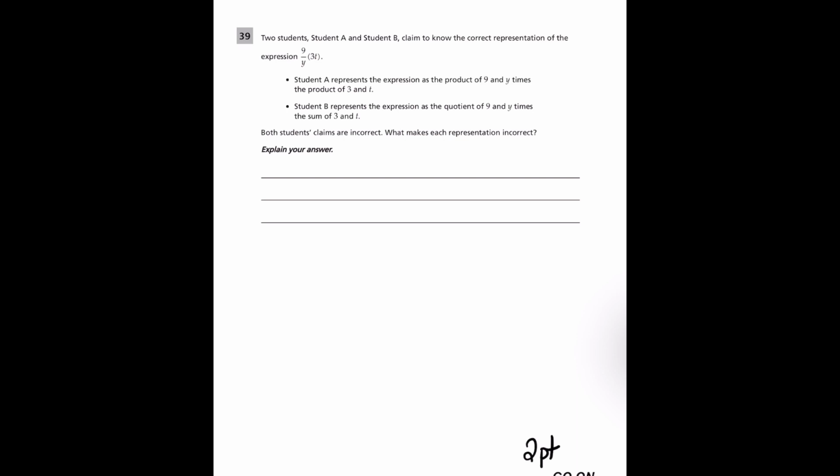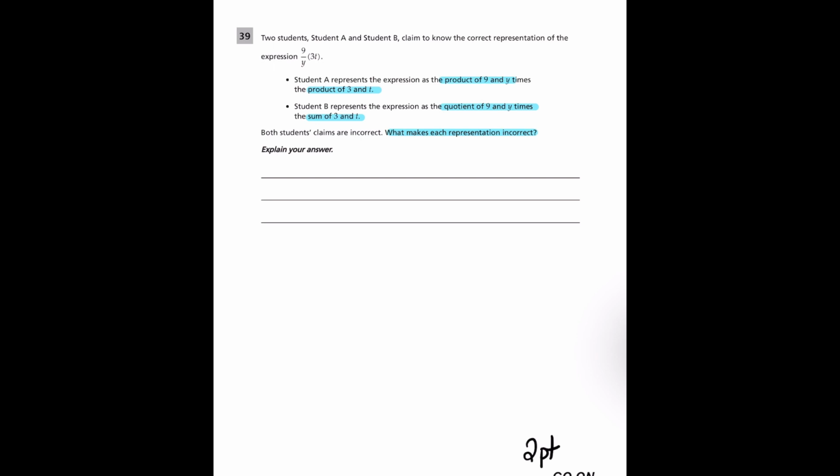2 students, student A and B, claim to know the correct representation of the expression 9 over y, parentheses 3t. Student A represents the expression as the product of 9 and y times the product of t and c. Student B represents the expression as the quotient of 9 and y times the sum of 3 and t. Both students' claims are incorrect. What makes each representation incorrect? So that's my goal. I have to be able to say why each of them is incorrect, and that's going to be a point for each.